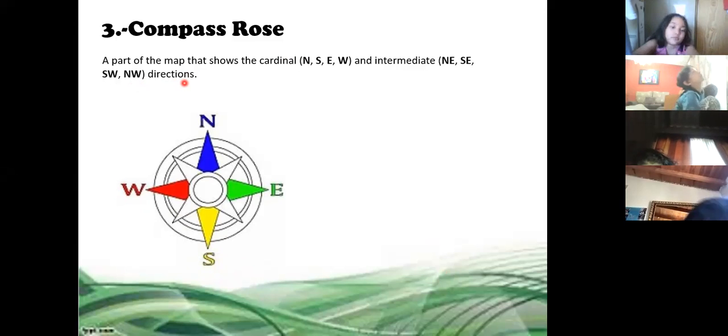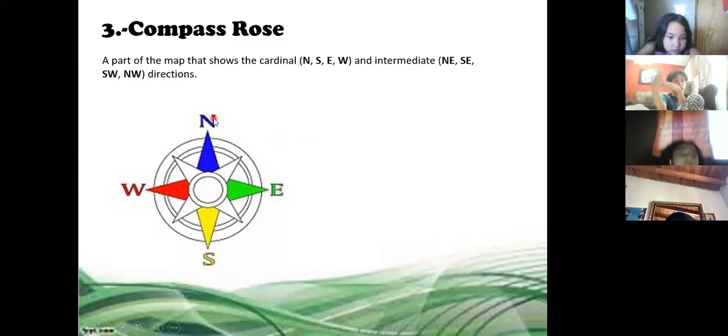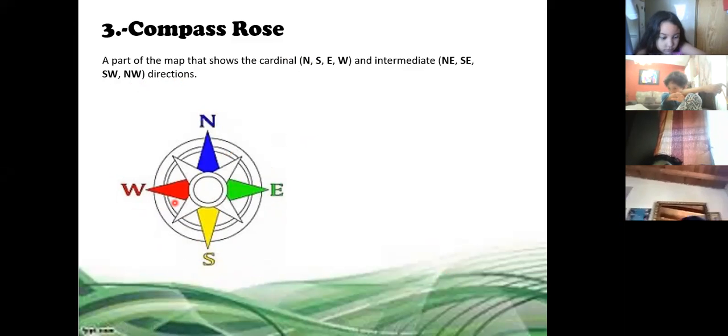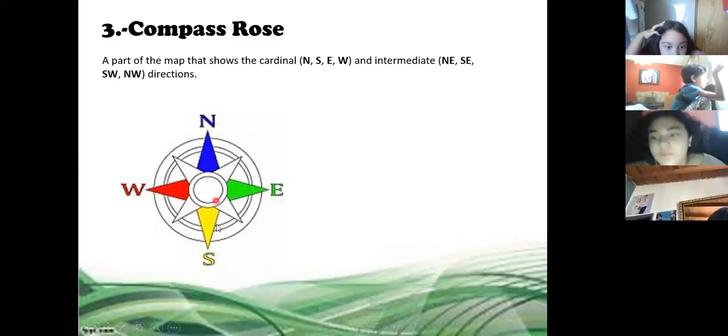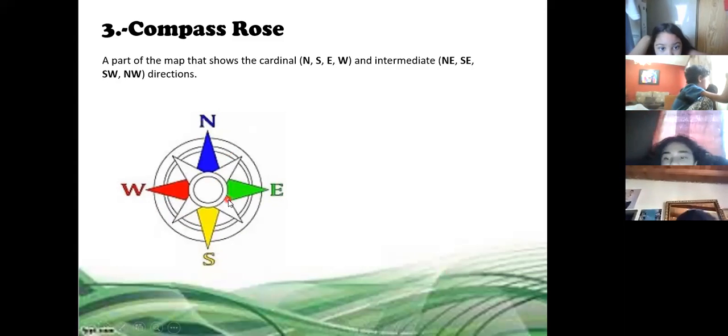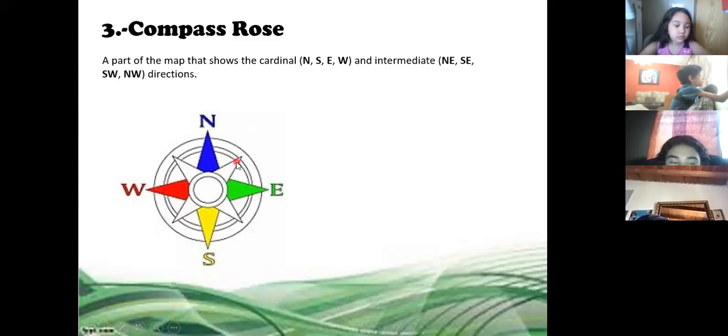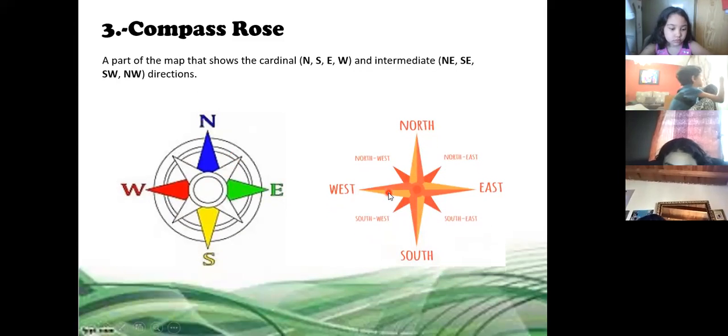Where is the north? What is the south? The east and the west. Look at this. This is a simple compass rose. With this rose, we know what is the north, the south, the east and the west. In Spanish, more known as brújula. That's right. So with this, we can know where is the north, south, east, and west. But if you notice, here we have a different compass rose.